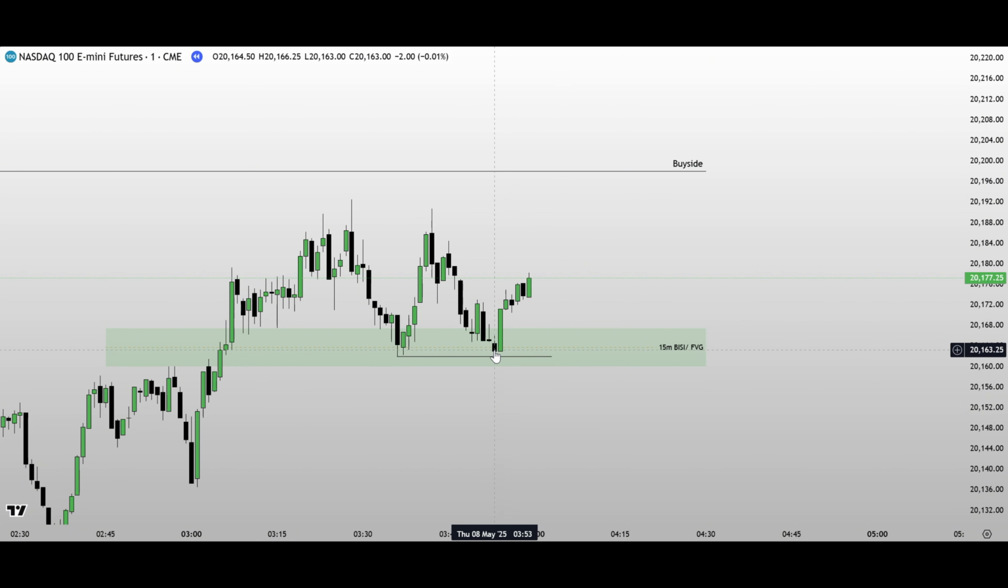Because we didn't get that internal sweep. Price never swept this low on the 1 minute on the lower time frame. So right now there is no trade to take. We're going to wait. Price comes for this internal sweep again.